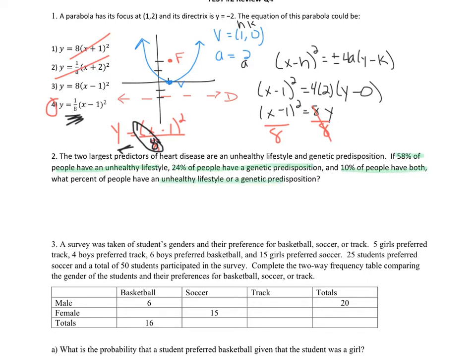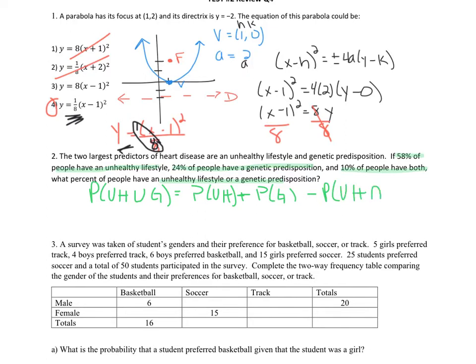So what I'm going to do is I'm going to use the OR formula for this. So I'm going to do the probability of unhealthy lifestyle. I'll do UH, or, remember U means or, and G for genetic predisposition. So it's going to be the probability of UH plus the probability of G, and we're going to subtract the overlap of both because that's in the formula for OR.